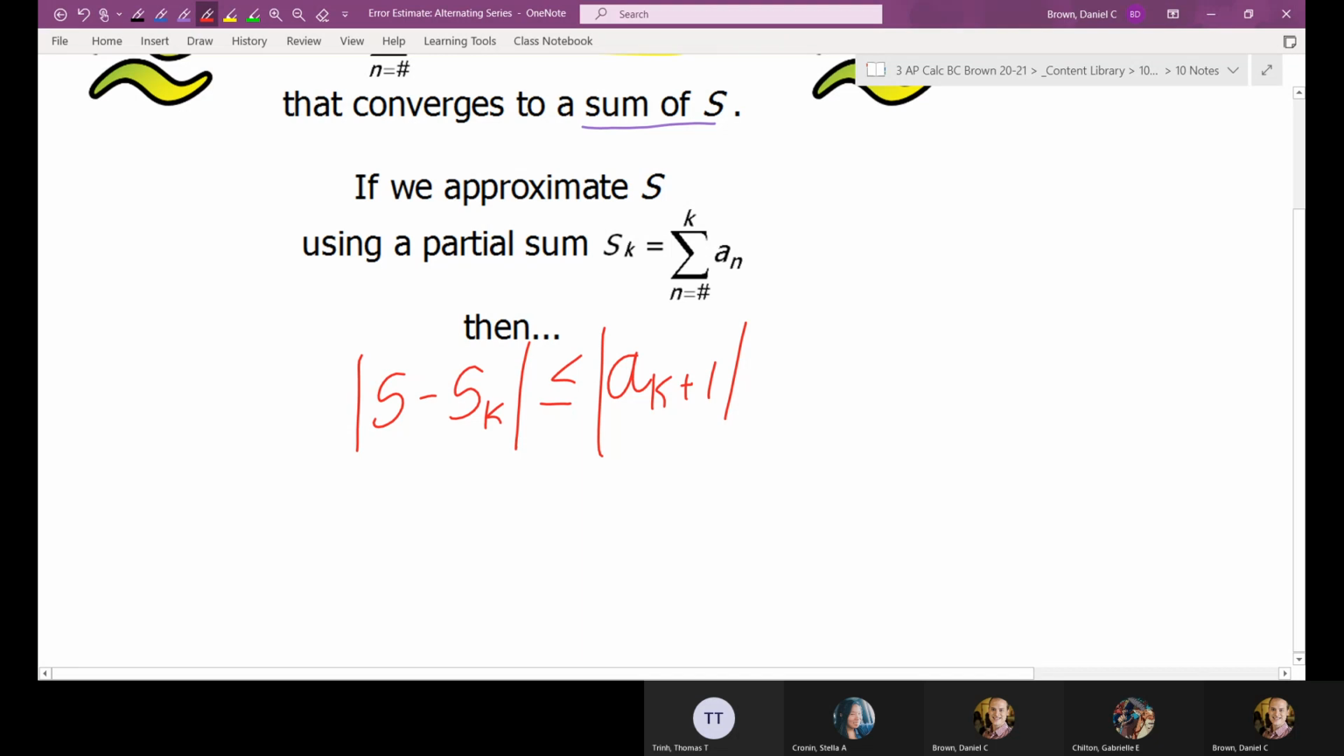What does that mean? Let's put it into words. The s is basically the exact sum.